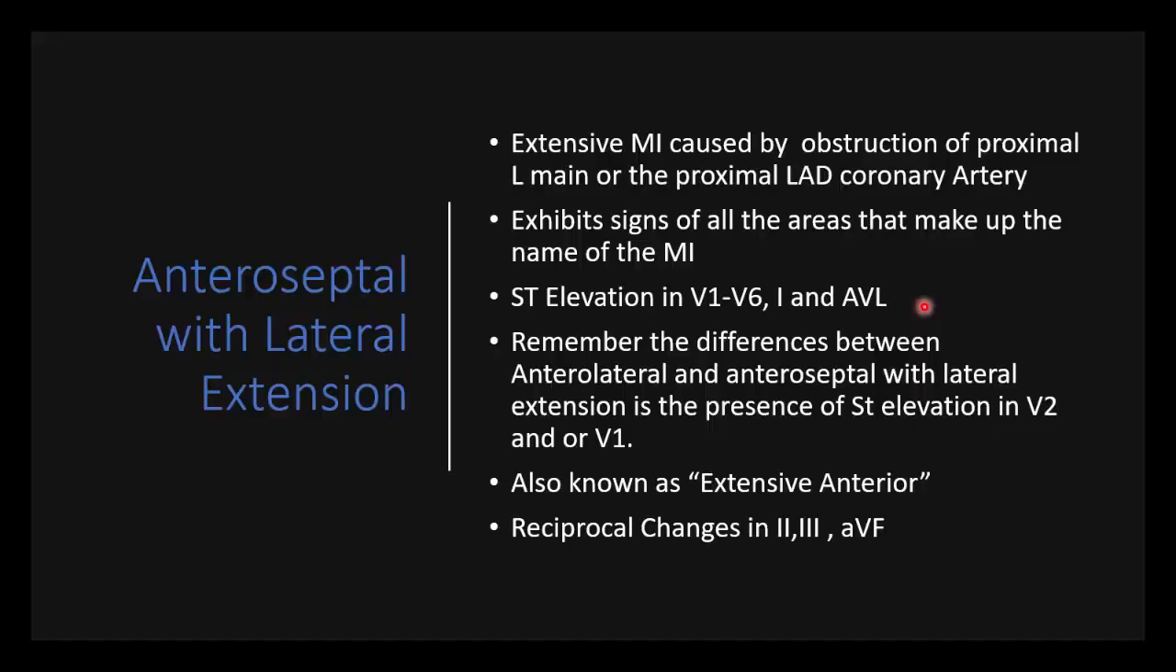So an anteroseptal lateral extension, this is a very significant MI caused by obstruction of the proximal left main or the proximal left anterior descending coronary artery. Elevation in V1 through V6, leads 1 and AVL. So this is going to essentially involve pretty much the whole left ventricle. This is also known as an extensive anterior, and because of the leads 1 and AVL involvement, you may see reciprocal changes in 2, 3, and AVF.